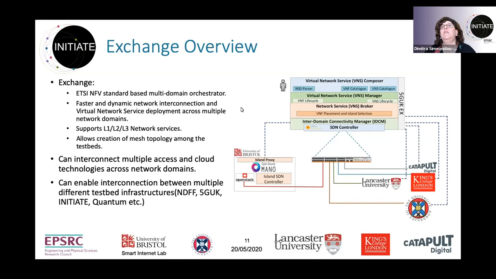How this works is that each testbed that subscribes to the Initiate infrastructure is able to advertise a catalog of network services that it is making available for collaborative experimentation. Now, the exchange does not interact at all with the physical infrastructure of the individual testbeds. It could, but at the moment it doesn't. What it does is orchestrate resources across this catalog of advertised services, manage these virtual network services, and compose end-to-end services for collaborative experimentation. Our exchange at the moment supports layer 1, layer 2 and layer 3 network services.